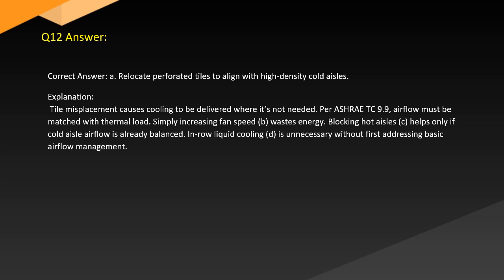B wastes energy. Blocking hot aisles, C, helps only if cold aisle airflow is already balanced. In-row liquid cooling, D, is unnecessary without first addressing basic airflow management.